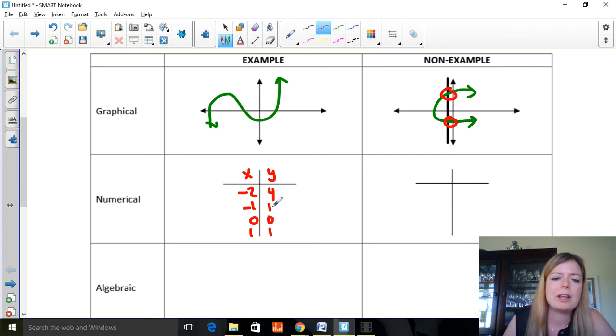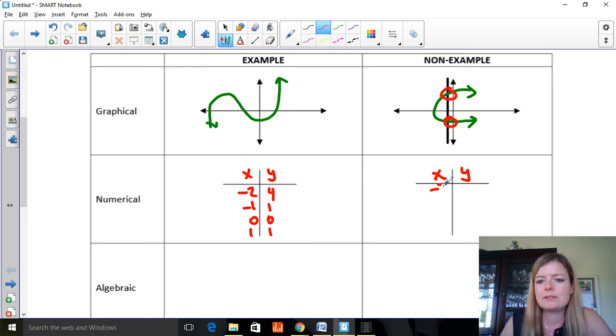Again, the y value of 1 comes up twice, but that's okay. Doesn't matter. The fact is that each x value only has one buddy. Okay? So a non-example, which you're going to be like, Mrs. Weens, I've never even seen this. Well, that's because we only really deal with functions.